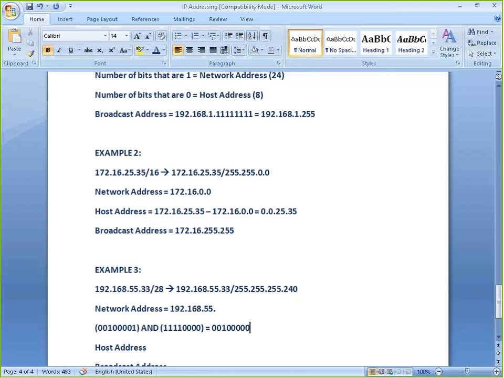I'm following the same logic. Anything you AND with 1, the resultant value is the same, whereas anything you AND with 0, the resultant value is going to be 0. Do you get that now? Any questions with regards to this one? Based on this, if I calculate the decimal value for this binary value, it's going to be 32. So that becomes my network address. Do you understand how to go about doing this?